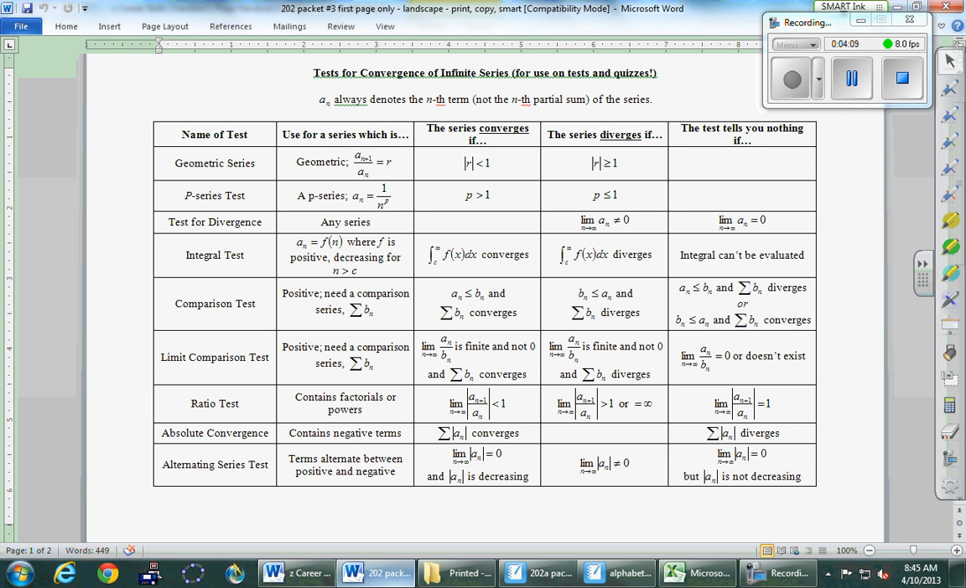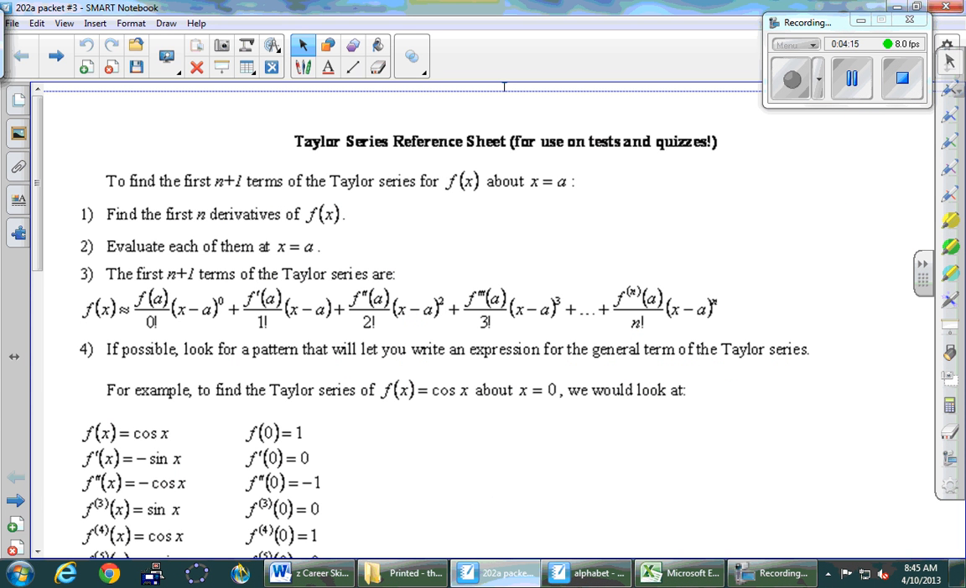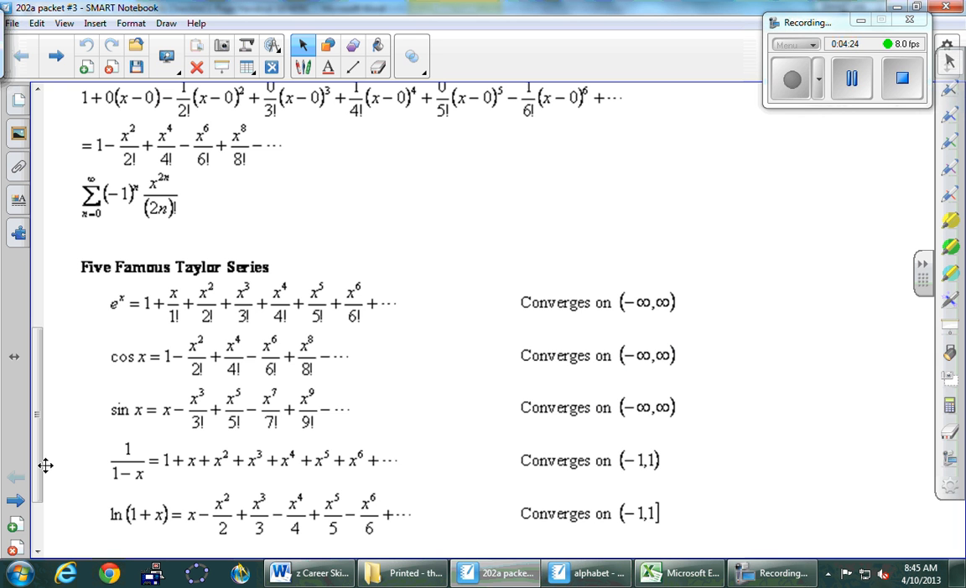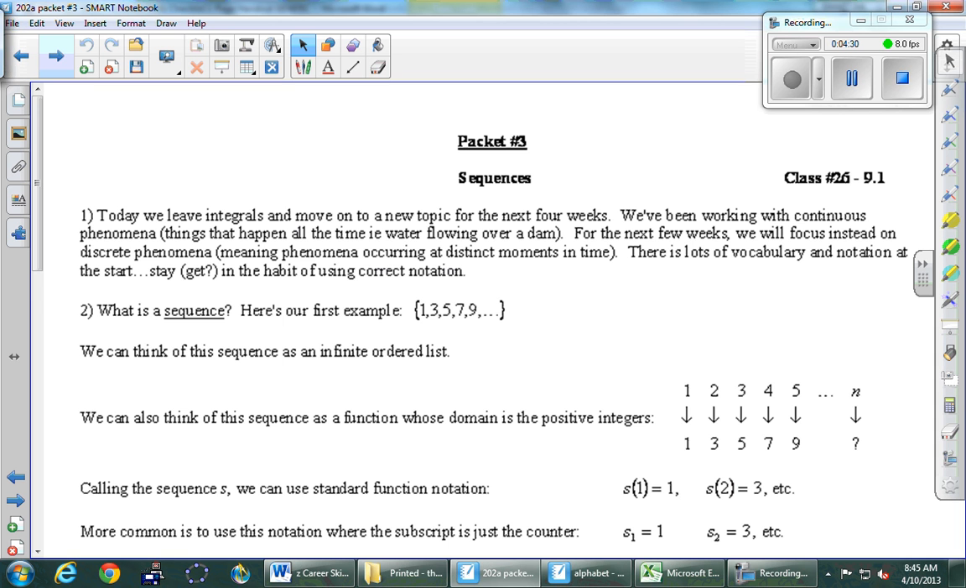Yes, you do get 2 sheets to use on the quiz and the test. The other sheet is the actual page 1 of the packet. It has to do with something called Taylor series. More symbols that maybe are a little bit intimidating, but we will get there. You'll bring both of those pages to the test and the final exam, but we will come back to them as appropriate. Right now we start on page 3, sequences. We will go to Angus.